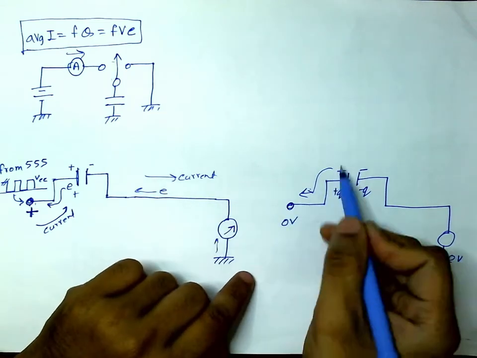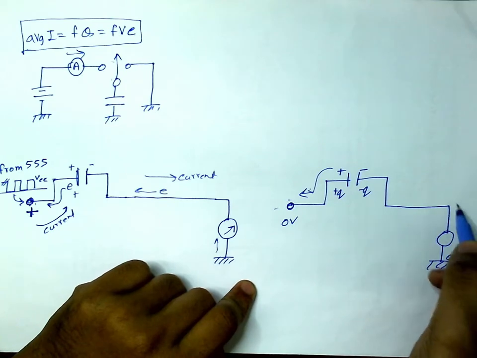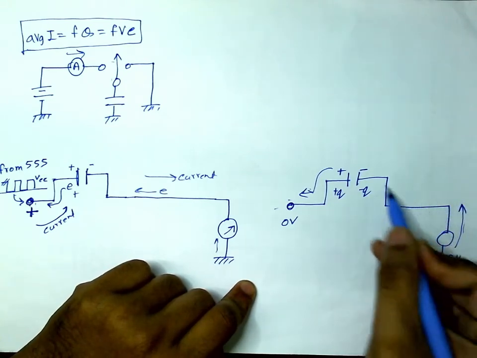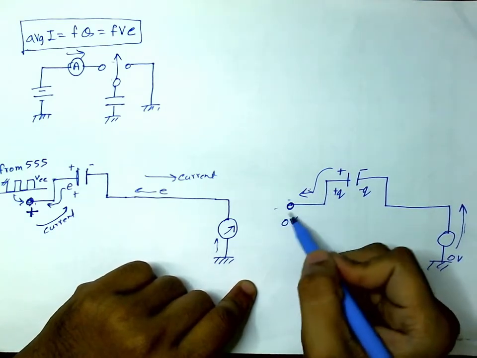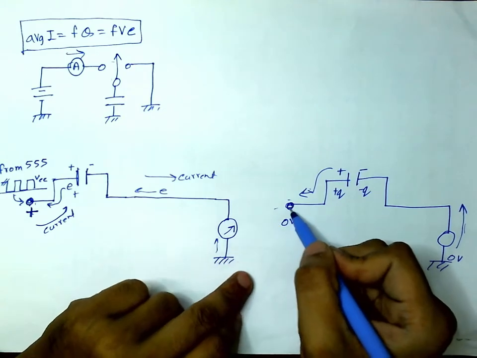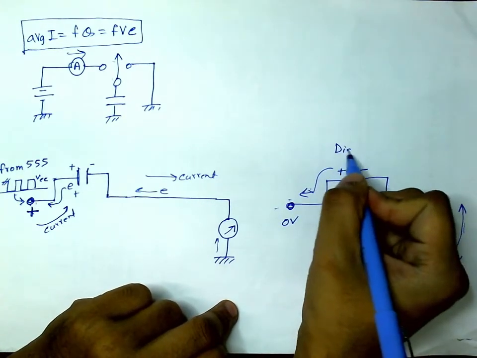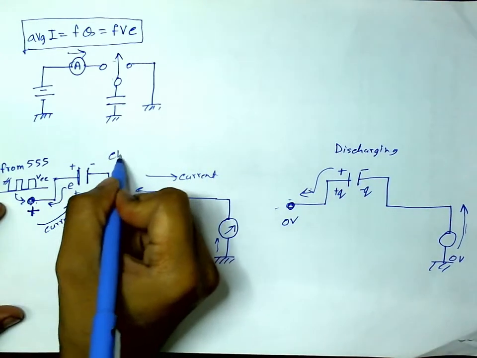So the current will now flow in this direction, from here to here, which means from here to here. So current flows from here to this plate, the right side plate, and from the left side plate to whatever source is connected there. So this is discharging, this is charging.